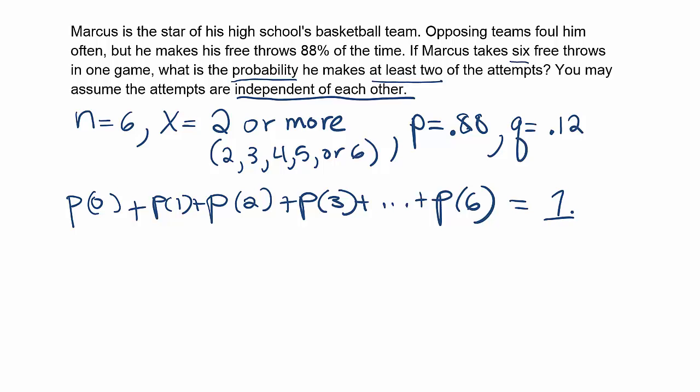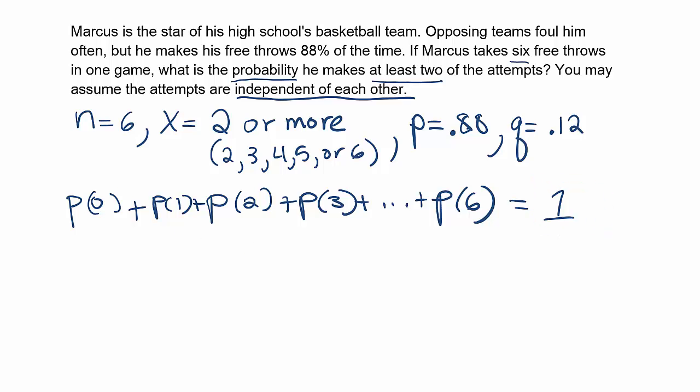Has to, because we've covered all the cases that are possible. When he takes 6 shots, he either makes no shots, right? He either makes 1 shot, 2 shots, 3 shots, so on and so forth, right? So we've covered all the possible cases, so we must have all the probabilities, so we must have a total probability of 1 for this equation.